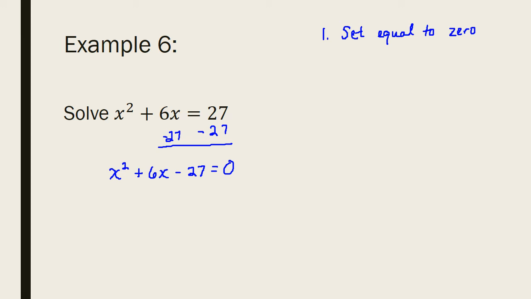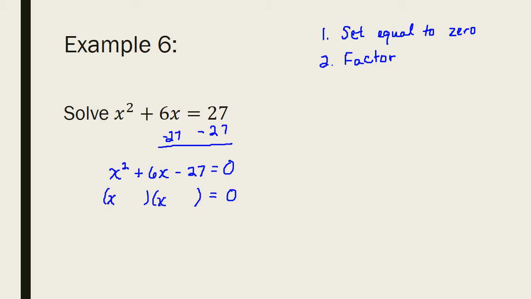That's been done. The second step is to factor. Make sure that the other side has been factored. So if we look at the left side, we see that that has not been factored. So we need to think of two numbers that multiply to give us a negative 27 and add to give us a positive 6.